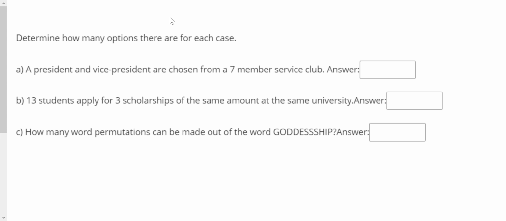And again, yours could have been in a different order, but this is number one. Part A, a president and vice president are chosen from a 7-member service club. For part A, we need to first determine if this is a combination or permutation, and it is a permutation. The reason is because the president and vice president are distinct offices you could hold. So we're going to do 7 pick 2 on that one, and end up getting an answer of 42.